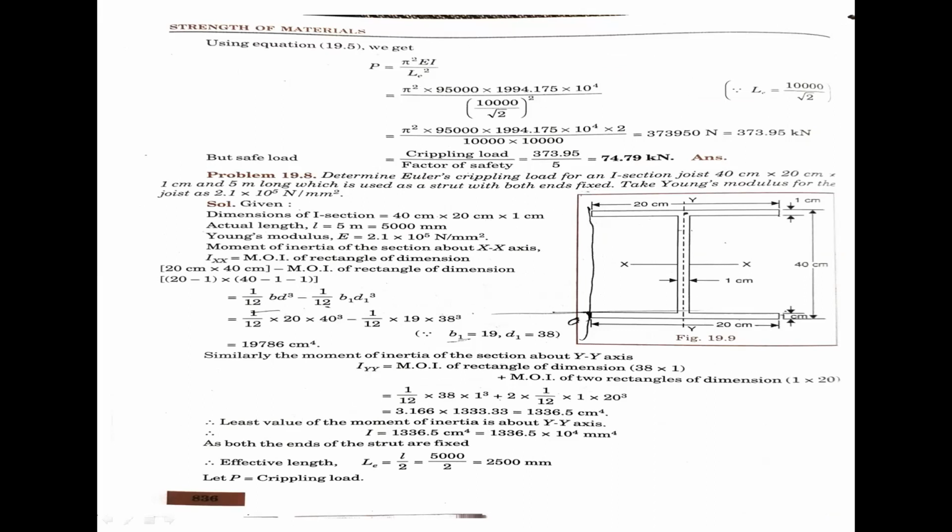Next class I will explain Rankine's formula, its derivation and example problems, and the straight line formula, and the other two or three formulas that are there, with example problems. I will explain in the next class.